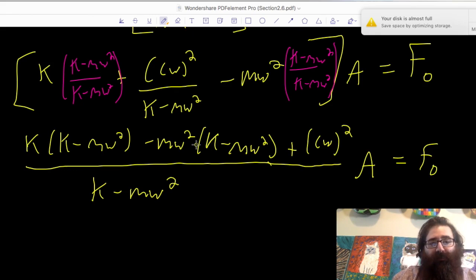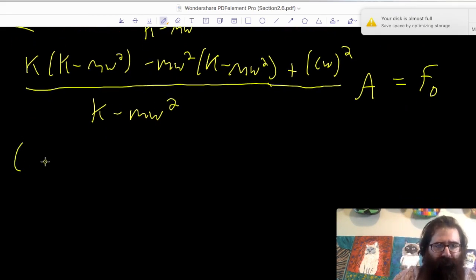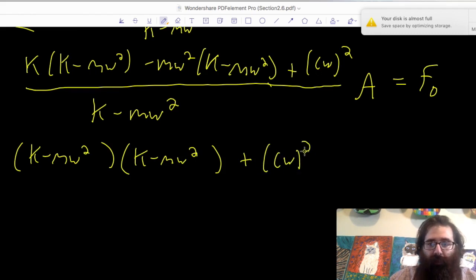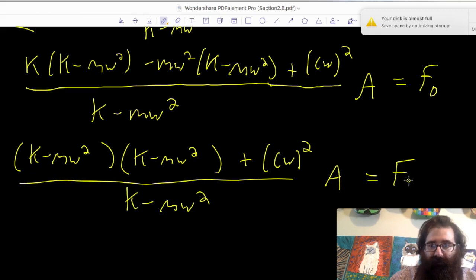These first two terms, notice the like parentheses. We got factoring by grouping. A hidden gem. So if I factor this like term out of just the first two pieces, that's k minus m omega squared times the remaining stuff, which is k minus m omega squared as well. Sort of a bit of deja vu there. And then plus, don't forget about this, that's my c omega quantity squared, all divided by k minus m omega squared. This is all times A. This is equal to f sub 0.